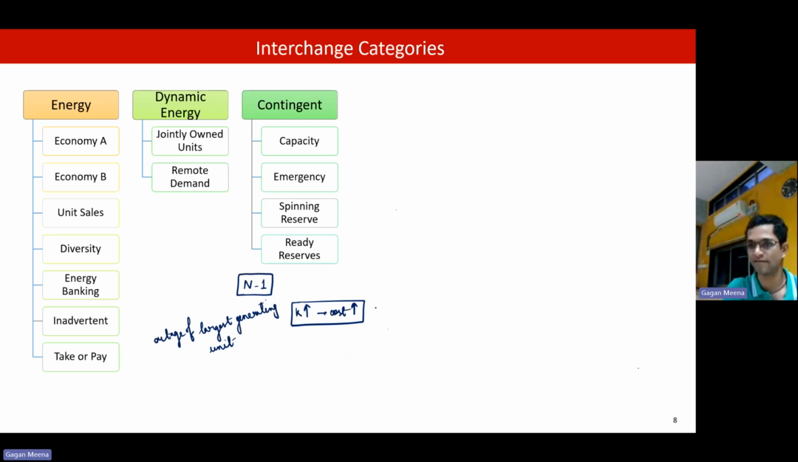For that case, we require reserves. So if one area does not have sufficient reserves, it can contract additional capacity to maintain this reserve from another area. So this is capacity. Second is the emergency, when there is a load curtailment. To avoid the load curtailment situation, we can have some emergency reserves. Those can be used. Then spinning reserve, whenever there is some contingency.